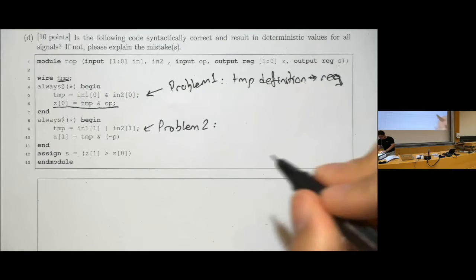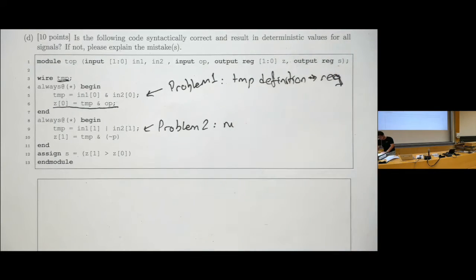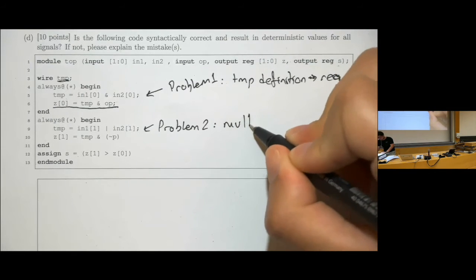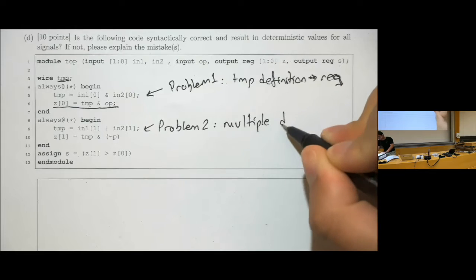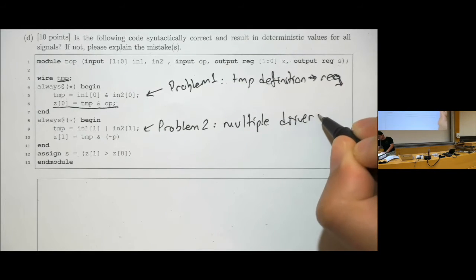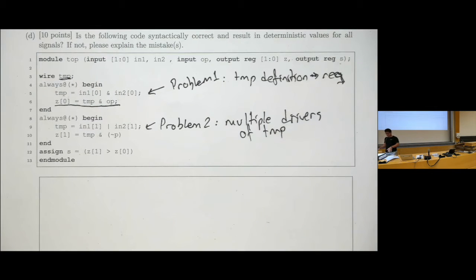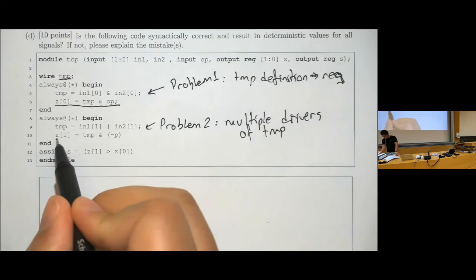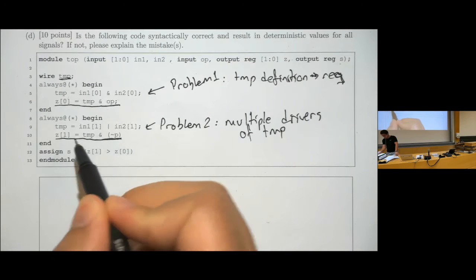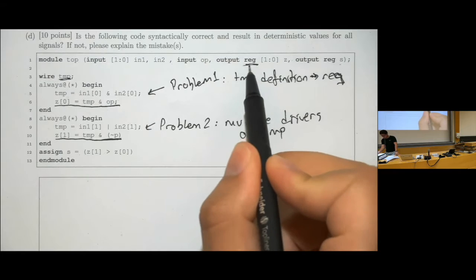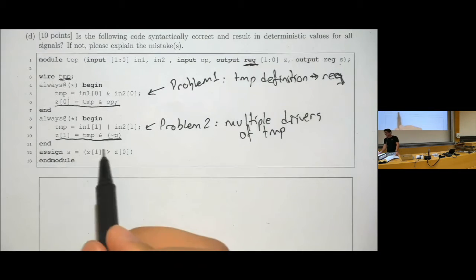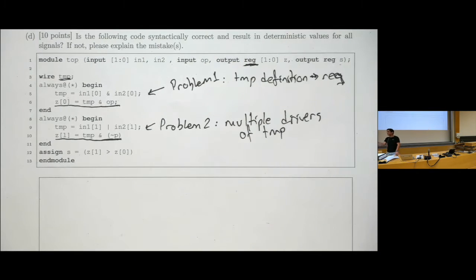So I will just write it that way. So there are multiple drivers of TMP. So this should not happen. And this is the second problem. In this line, we don't have a problem here because Z is defined as a register, and we're making an assignment to it in an always block. Yes.